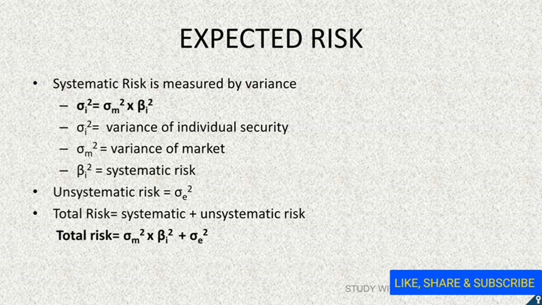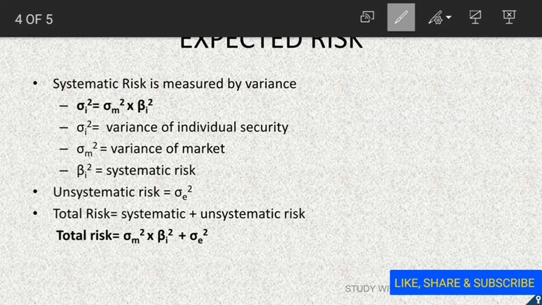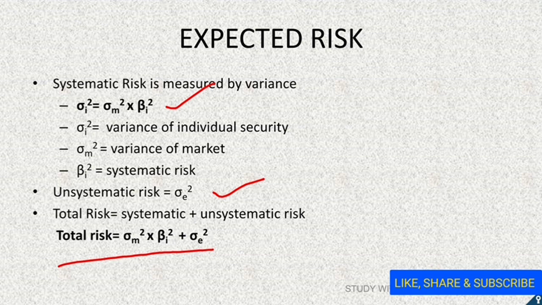So the total risk will be the sum of systematic risk plus unsystematic risk, that is equal to sigma m square multiplied by beta I square plus sigma E square. In this way we can calculate the total risk, systematic risk plus unsystematic risk. In this way the expected return and risk are calculated in this model.